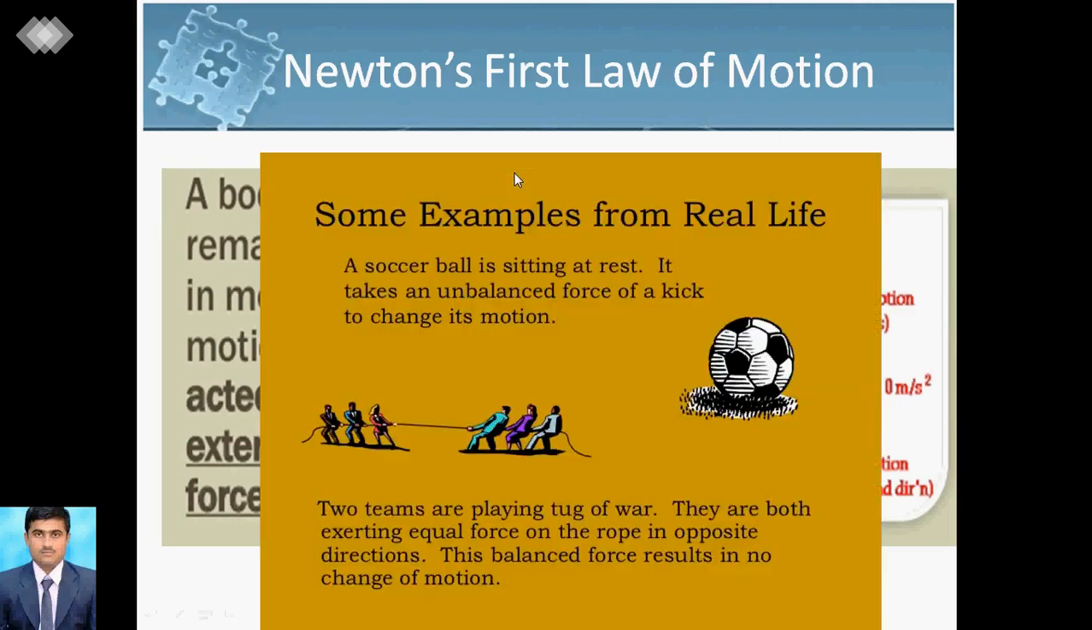For example, a ball is sitting at rest. When you kick it, its motion changes, right? So this is the first law of motion. Another example for the first law of motion is two teams playing tug of war. When the force applied on both sides is the same, the forces are balanced, and a balanced force results in no change in the motion. So this is Newton's first law of motion.